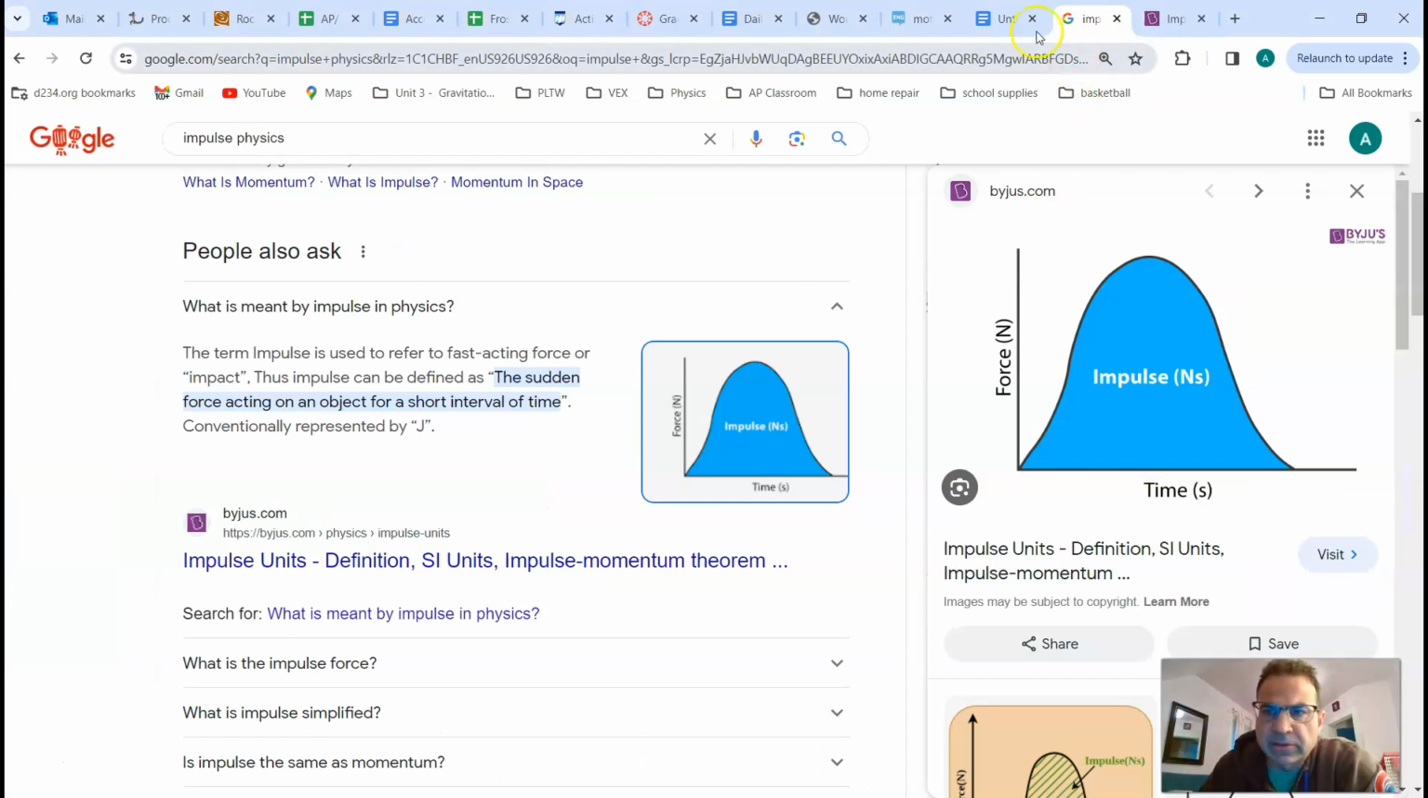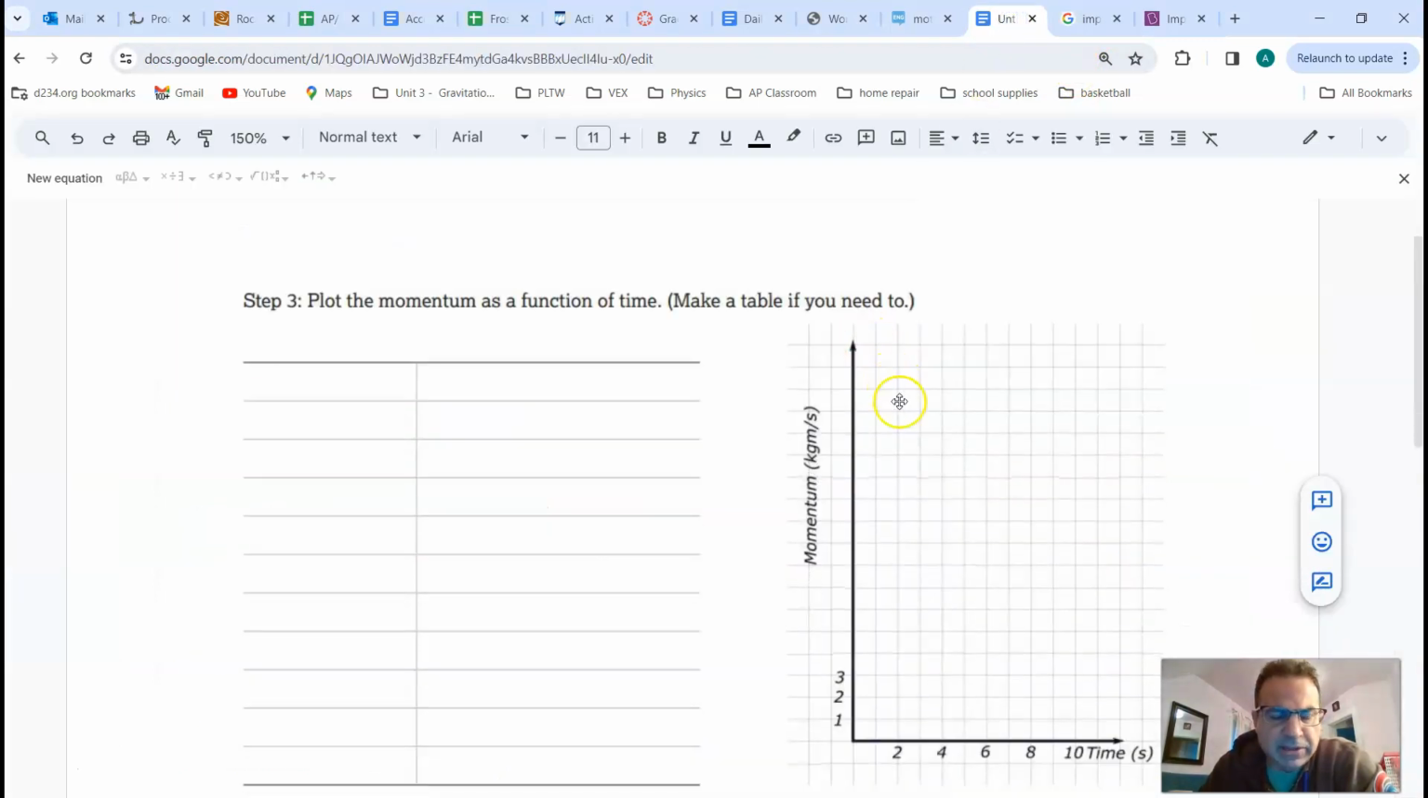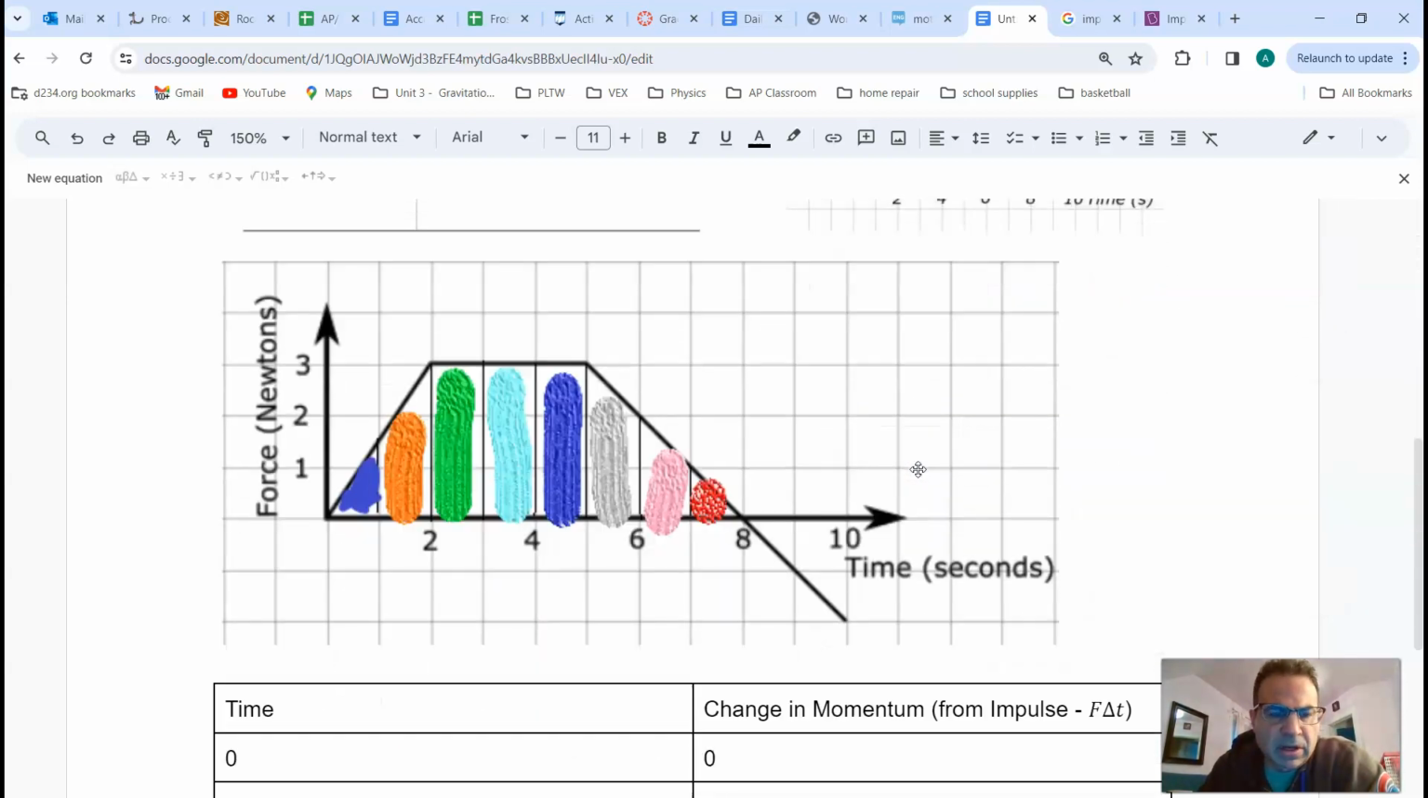So now going back to this graph, you're asked on page 135 to plot the momentum as a function of time using the impulse information from this force-time graph. So what I've done here is I've color-coded it 1 second at a time to help you understand how you can find the total change in momentum, because it's a cumulative effect.